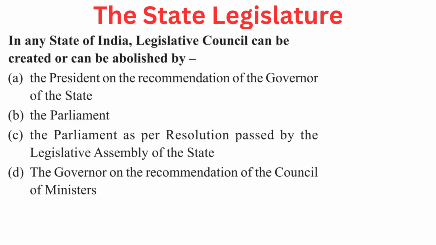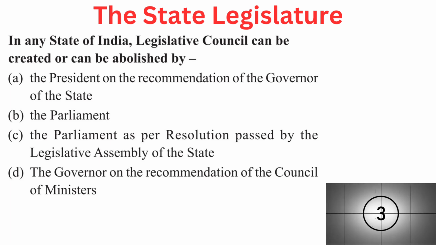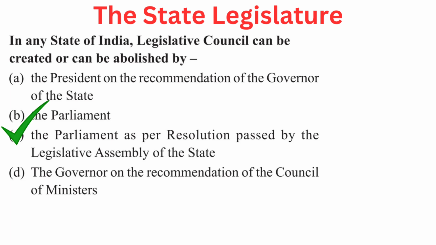Your question is, in any state of India, legislative council can be created or can be abolished by. Your options are A, the president on the recommendation of the governor of the state, B, the parliament, C, the parliament as per resolution passed by the legislative assembly of the state, or D, the governor on the recommendation of the council of ministers. Right answer is C, the parliament as per resolution passed by the legislative assembly of the state.